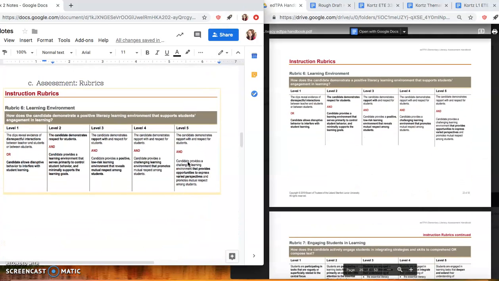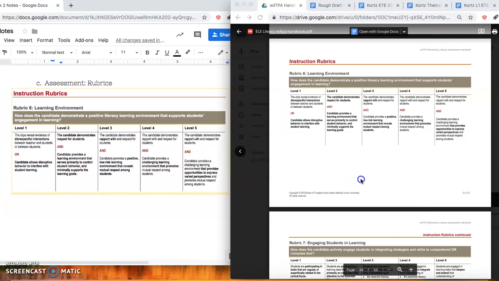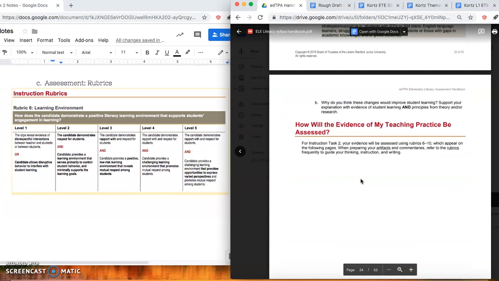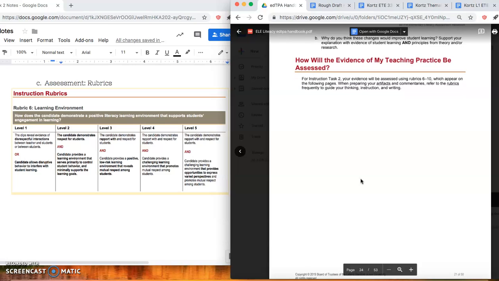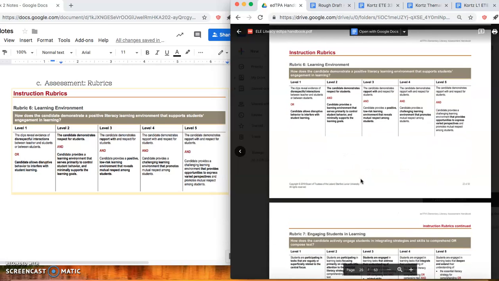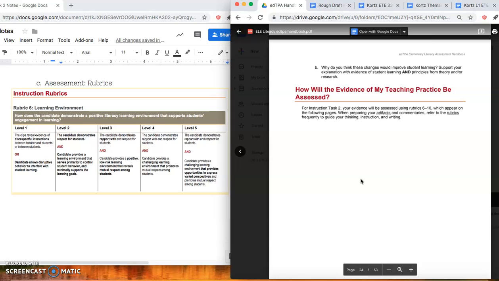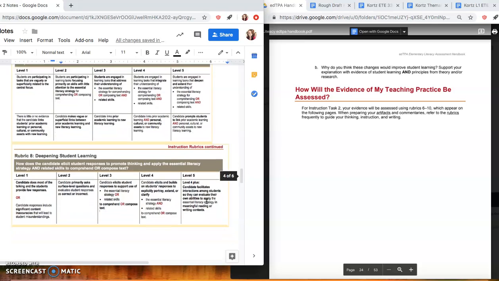Alright, the next area has instruction rubrics. And that is really more of the assessment, so how your teaching will be assessed. And because of that, my next video will be assessments, work samples, and commentary. So for that area, I'm going to be discussing the rubrics next week. That is a little foretaste.